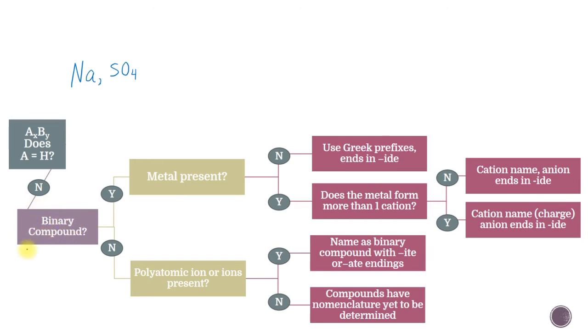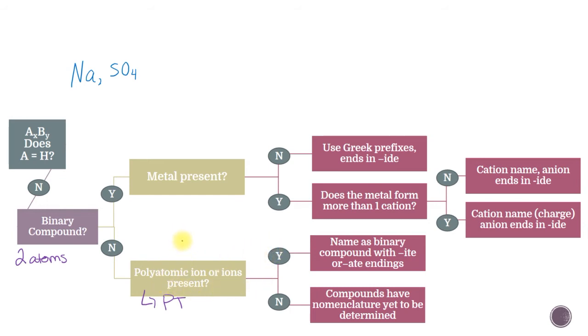Is it a binary compound? Binary means 2 atoms. Well, no, I got 3. I've got sodium, sulfur, and oxygen, so no. Then I say, okay, polyatomic ion or ions present. Oh, I can have more than one. Well, that's interesting. This question is answered by the back of the periodic table. All of the polyatomic ions we're ever going to use are going to be on there. So if it's not a binary compound, you should flip over the periodic table and check it out. Okay, that's going to help us out.